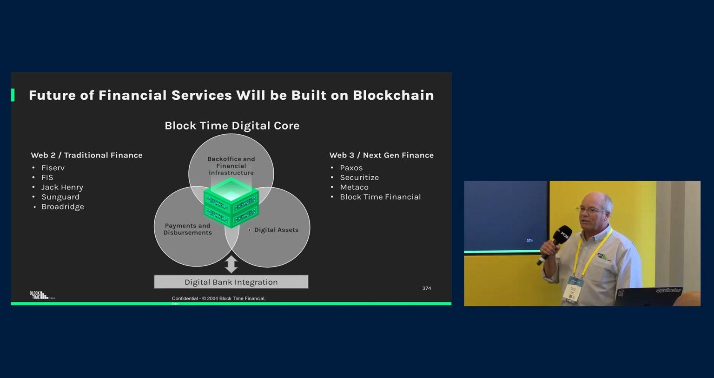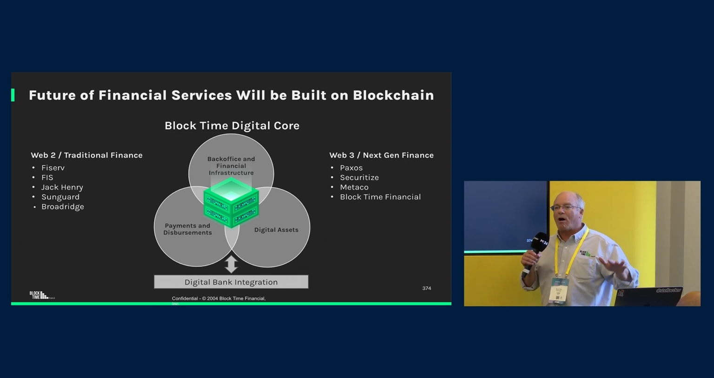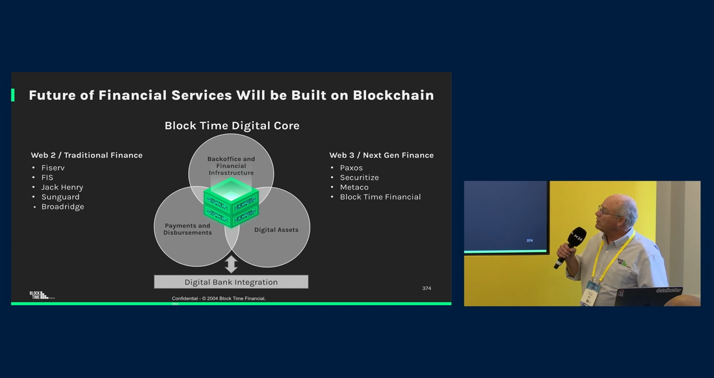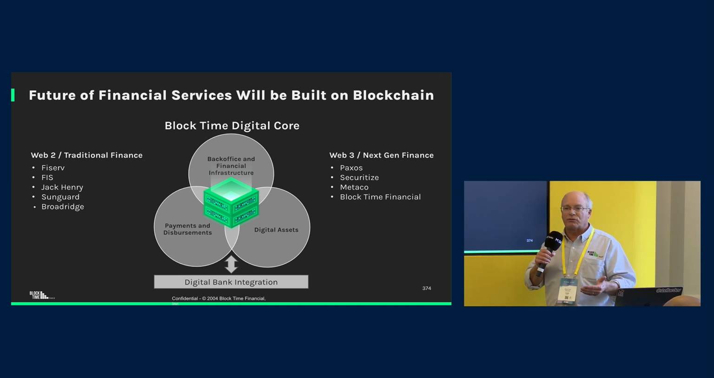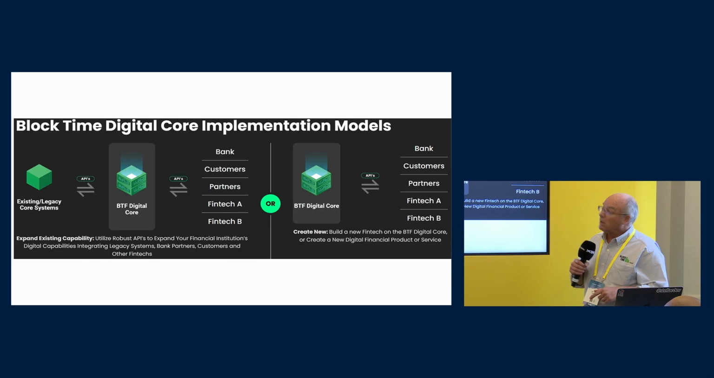What we do, we're a digital core. Think of Fiserv, FIS, Jack Henry, SunGard, Broadridge. They're the back office systems for investment banks, broker-dealers, credit unions. We have the digital core. We bring blockchain infrastructure to these folks. We make them Web3 like Paxos, Securitize, Mateco, and Blocktime Financial.